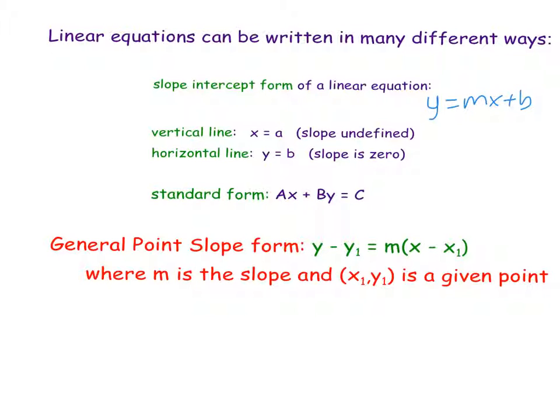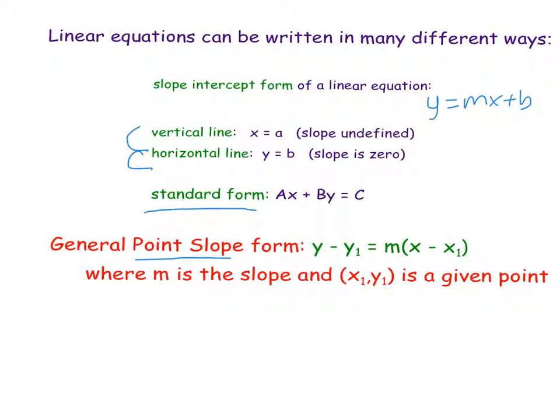We have talked about vertical lines and horizontal lines to some extent. We'll get into that more. And then the standard form. The standard form is ax plus by equals c. It is the point-slope form that we're going to be talking about today.